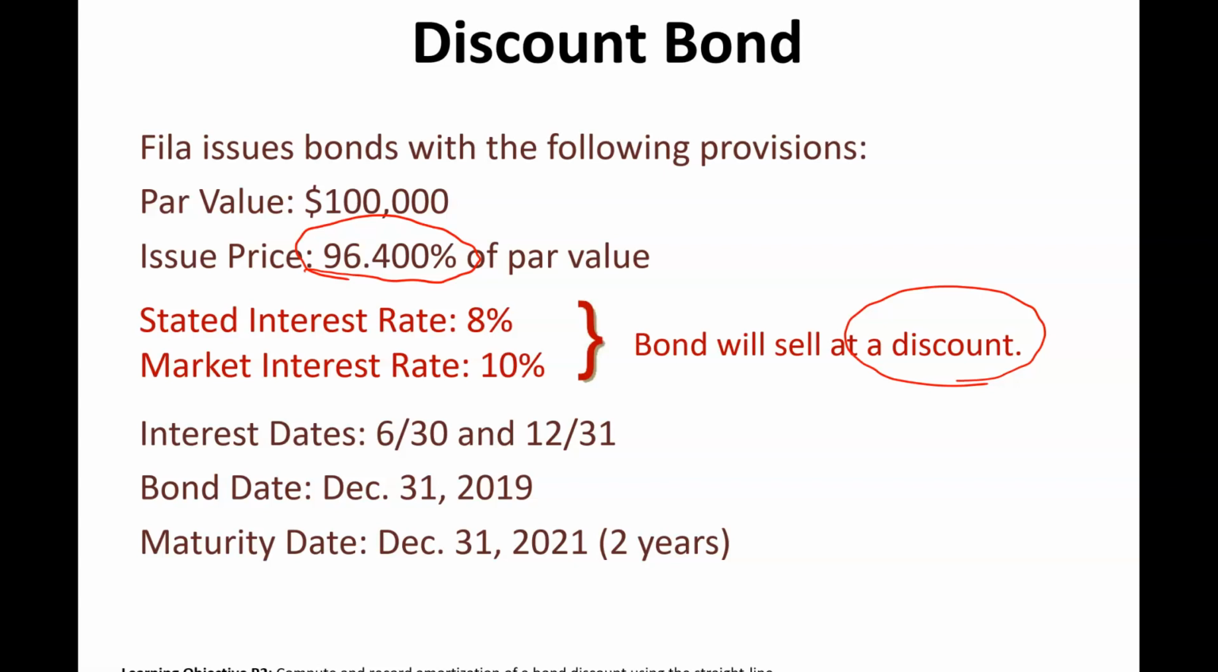So how they attract people is instead they will discount the bond to give them 10%, but they can't change the interest rate, so they can give it to you for less. And that is the difference between the 8% and the 10%. And you'll see that as we finish going over the discount of the bond. The interest rates are still June 30th and December 31st, so it's semi-annually. The bond issue date is December 31st, 2019, and maturity date is 2 years later, December 31st, 2021.